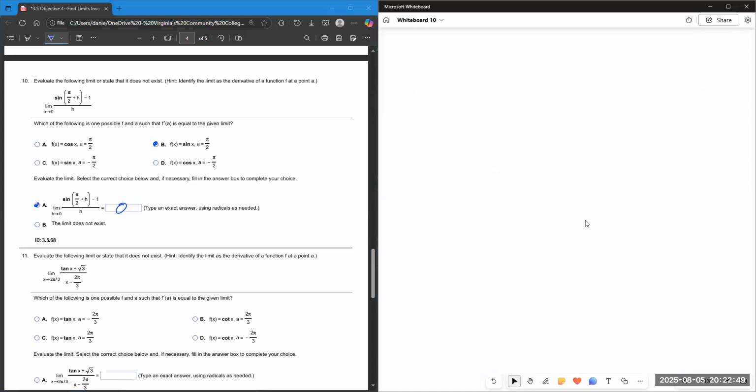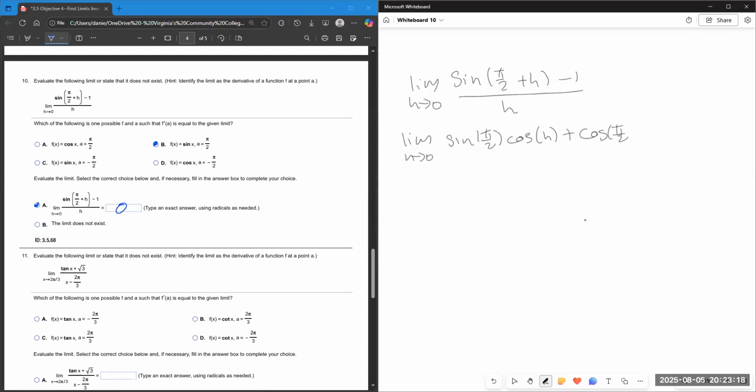So this is going to be the limit as h goes to 0 of sine of pi over 2 plus h minus 1 over h. We're going to use our sum-difference identity for sine. This is sine of pi over 2 cosine of h plus cosine of pi over 2 sine of h minus 1 over h. So sine of pi over 2 is 1.